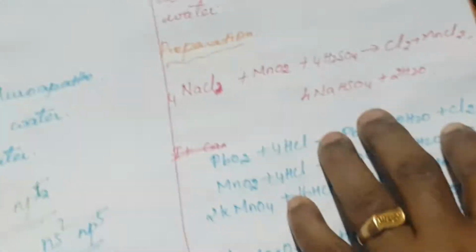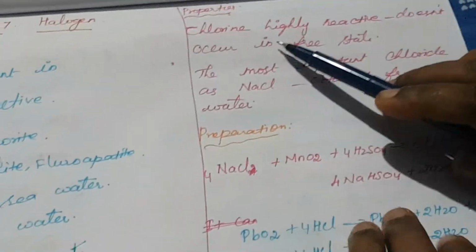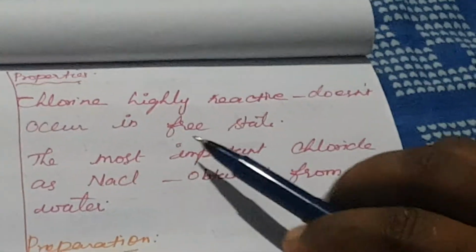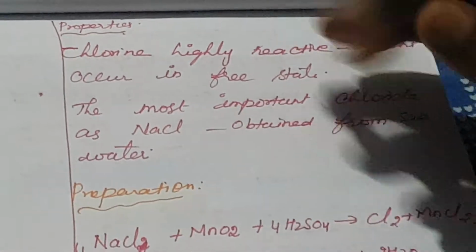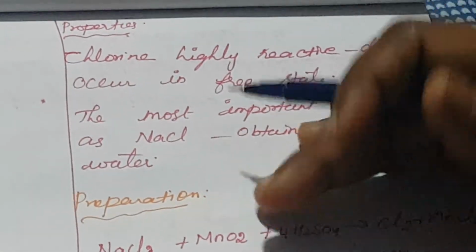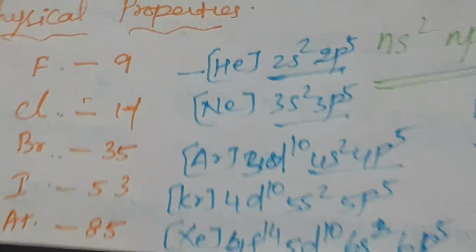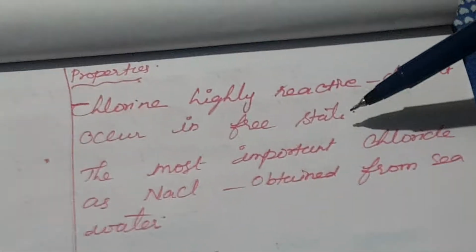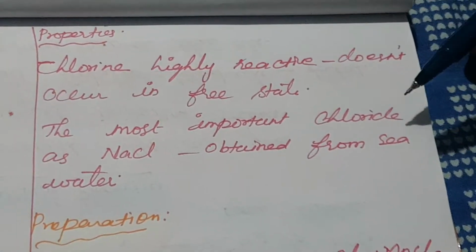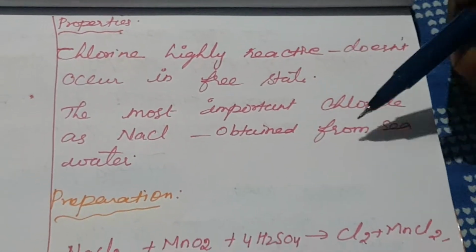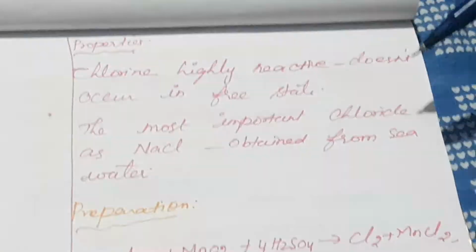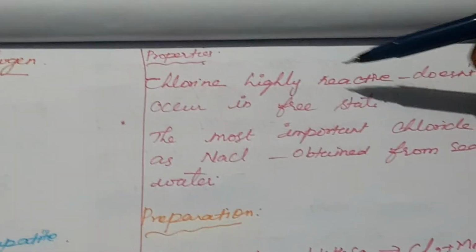Next we are going to see the properties of the halogens. They are highly reactive and do not occur in the free state. In this lesson we are going to see chlorine first. What are the properties of chlorine? Chlorine is highly reactive and does not occur in the free state. The most important chloride is sodium chloride, which is obtained from the seawater. These are the properties of chlorine.